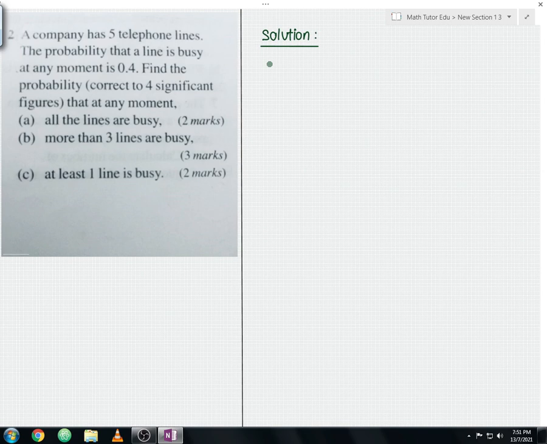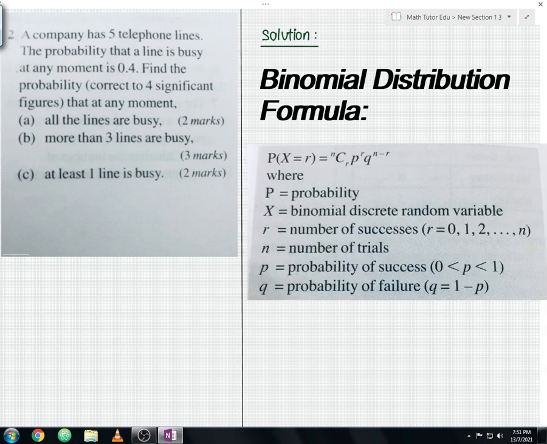Since I mentioned that in this question we are going to use the binomial distribution, throughout this question we are going to use the binomial distribution formula most of the time. If you don't know the binomial distribution formula, don't worry, I'm going to show you now. So this is the binomial distribution formula that we are going to use. Please take a look guys. So this formula is the one we are going to use for our guidelines. Let me write the question part A over here.